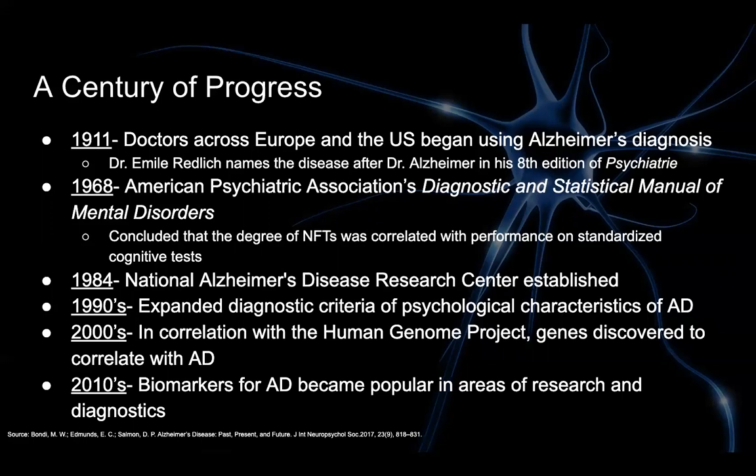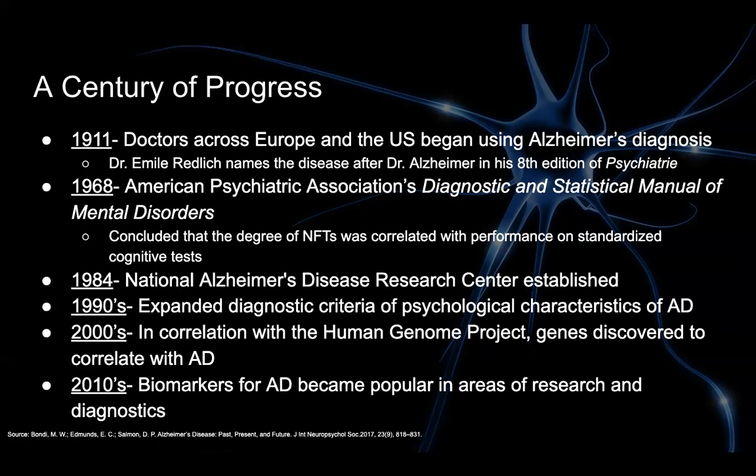In 1968, the American Psychiatric Association's Diagnostic and Statistical Manual of Mental Disorders concluded that the degree of neurofibrillary tangles was correlated with performance on standardized cognitive tests, which led to the use of those standardized cognitive tests in the diagnosis of Alzheimer's disease. Around 1984 is when the National Alzheimer's Disease Research Center was established.